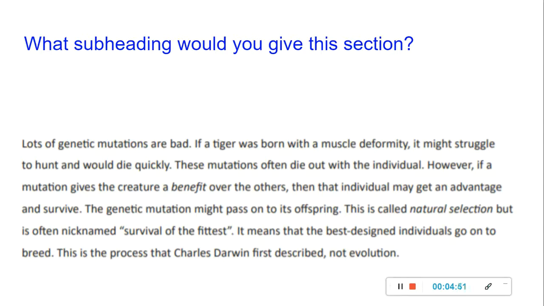However, if a mutation gives the creature a benefit over the others, then that individual may get an advantage and survive. The genetic mutation might pass on to its offspring. This is called natural selection, but is often nicknamed survival of the fittest. It means that the best designed individuals go on to breed. This is the process that Charles Darwin first described, not evolution. So this one's not about evolution anymore. It's part of evolution, but it's something specific.